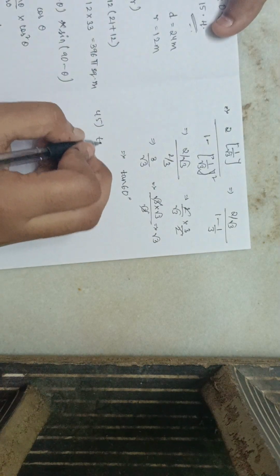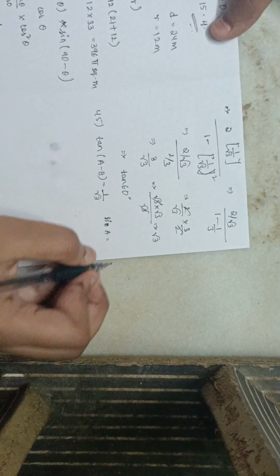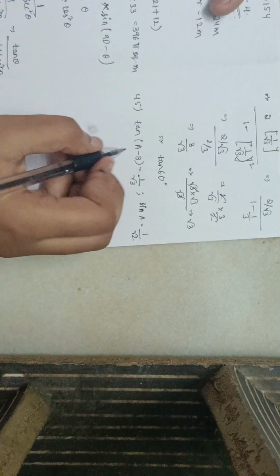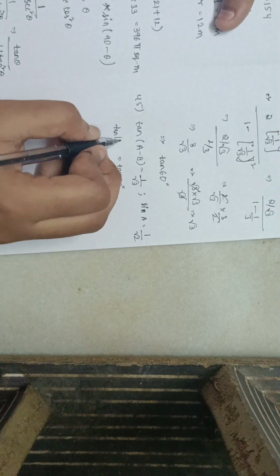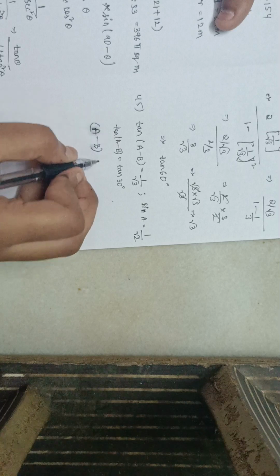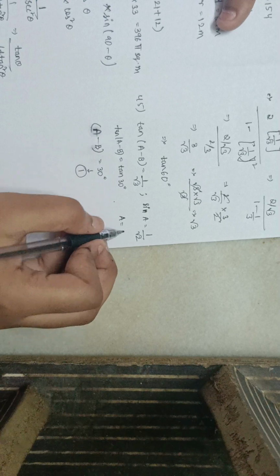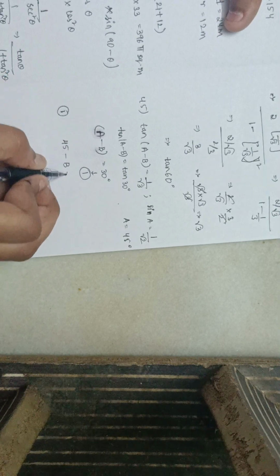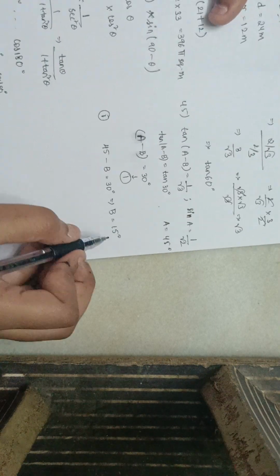Next one, 45. Tan of A minus B equals 1 by root 3 and sine of A equals 1 by root 2. Now given that tan A minus B equals 1 by root 3, that means tan 30. So A minus B equals 30. This is equation 1. Sin A equals sin 45, so A equals 45. So from equation 1, 45 minus B equals 30. Then B equals 45 minus 30, that equals 15. So the value of B is 15 degrees.